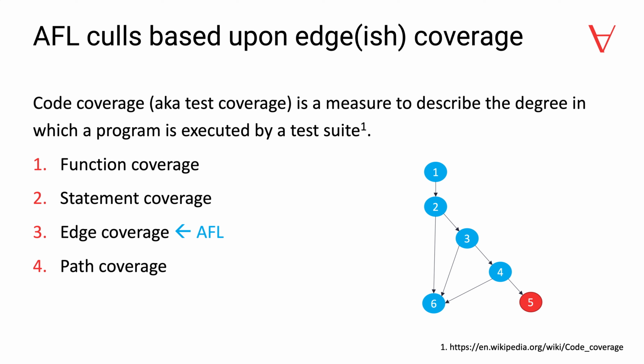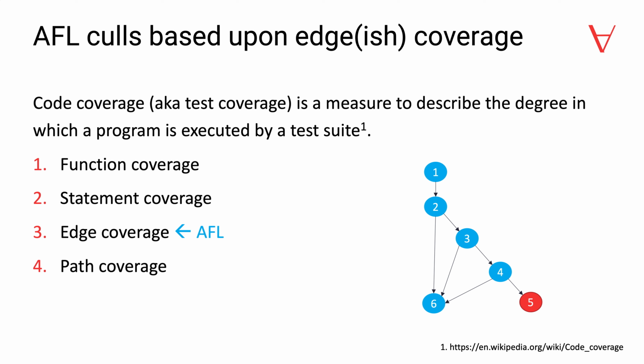So AFL calls in particular based upon edge coverage. Now, that's not the only thing that you could call on. When you look at testing literature, there's a number of different coverages out there. There's function coverage. Do you have at least a test case that covers each function or executes each function?